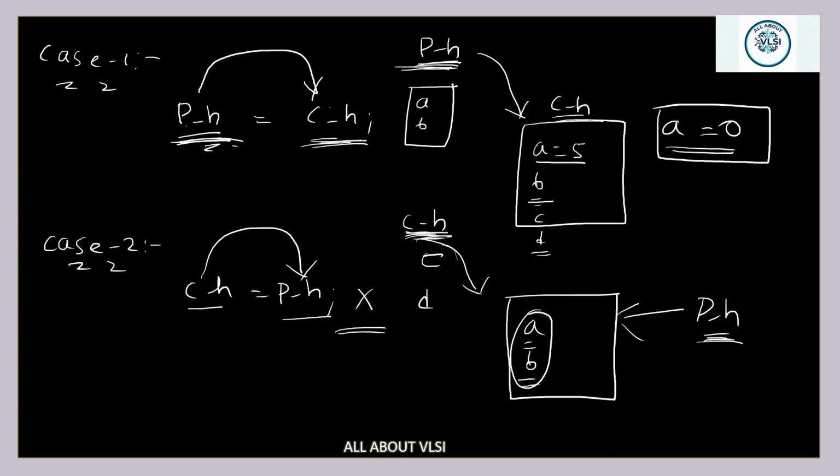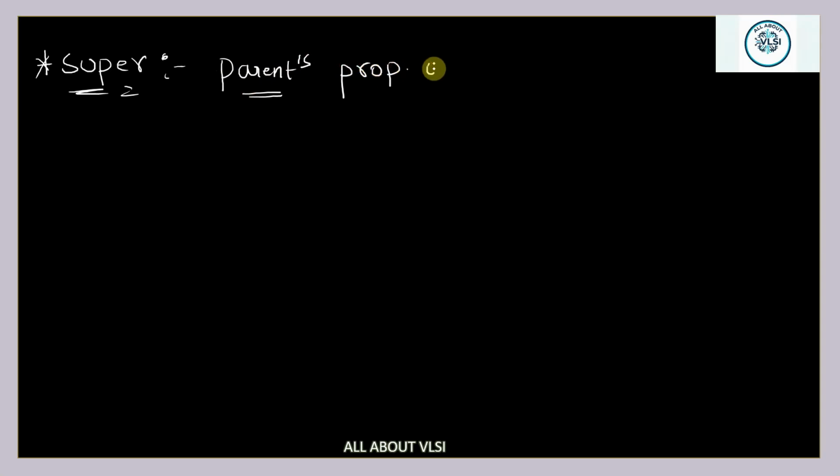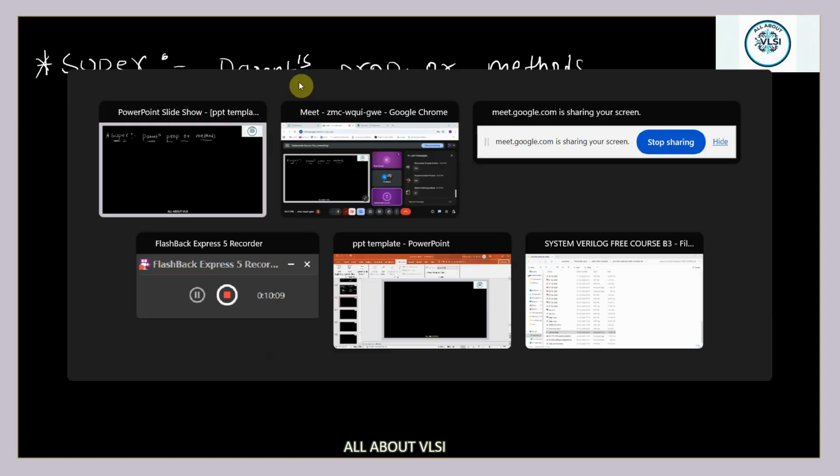Now let us try to understand one more keyword, which is super. Previously we discussed the this keyword. The this keyword refers to the local copy, whereas the super keyword refers to the parent properties or methods. How I am going to access it, let us see with an example so it will be clear.